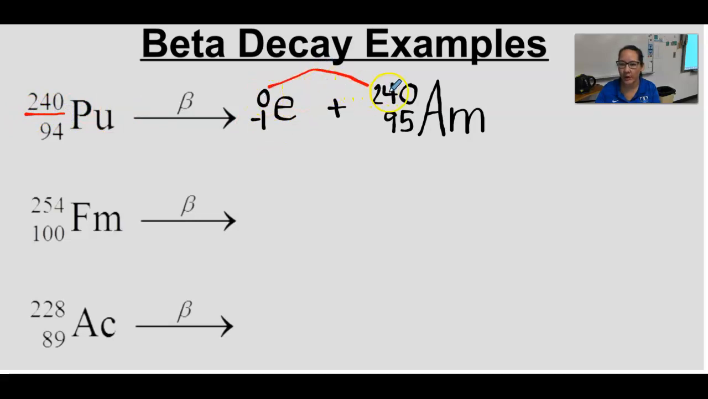0 plus 240 is also equal to 240. And then on the bottom, 94, notice over here, negative 1 and 95 also equal 94. So this equation is balanced.